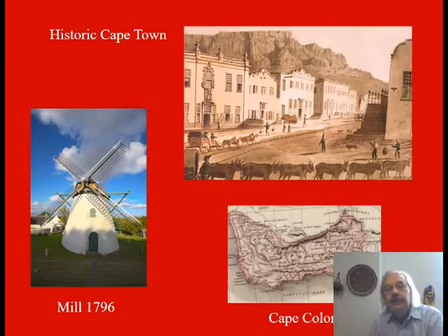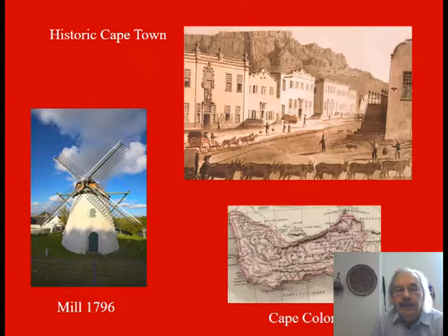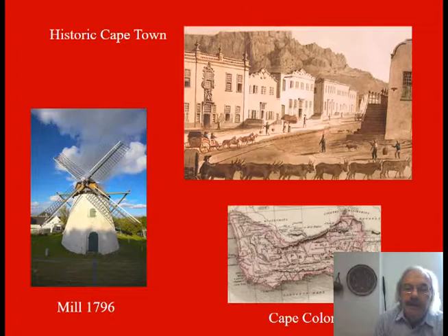These are three pictures of the Dutch period and early British period. Being Dutch, of course, you won't be surprised to see windmills like the one pictured here that still stands. It was a windmill that was established in 1796. You see what the main street of Cape Town looked like at the time from a drawing, and you can see the map there that really shows the area that was the Cape Colony. And it really is only the western part of the very southern tip of South Africa.